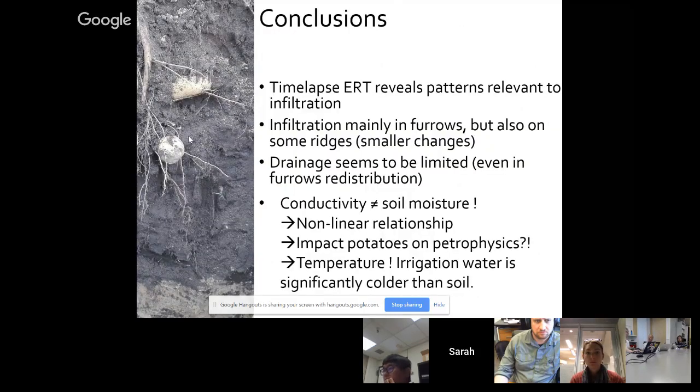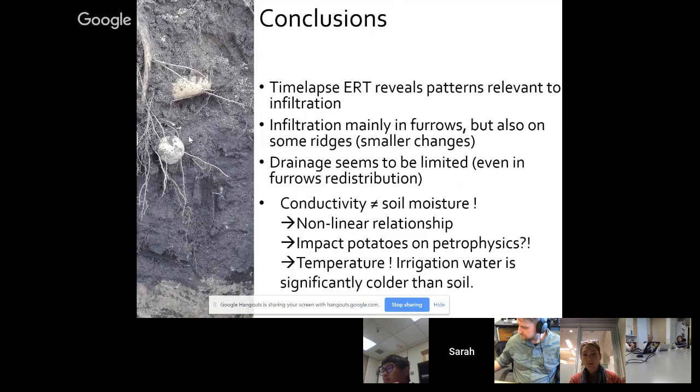So for me, the conclusion at this point is that with time-lapse ERT we can still reveal some patterns that are relevant to the process that I want to study, even though some of the things with inversion are still quite tricky.